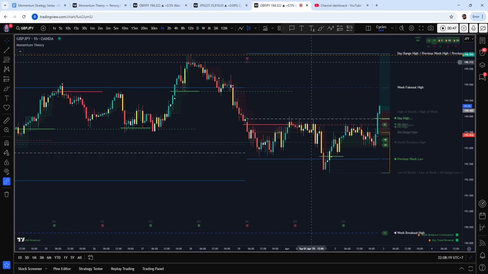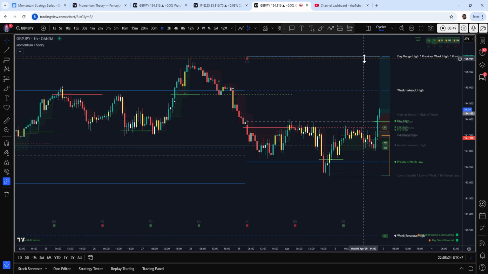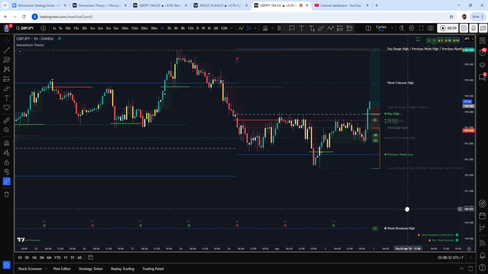Breakout continuations tell me that the peak is possibly not locked in, and I would expect price to get back up to at least this level. So this is the trade that I took. What I saw also is the weekly is in breakout continuation. This is a great cycle to trade, and daily is in trend reversal.